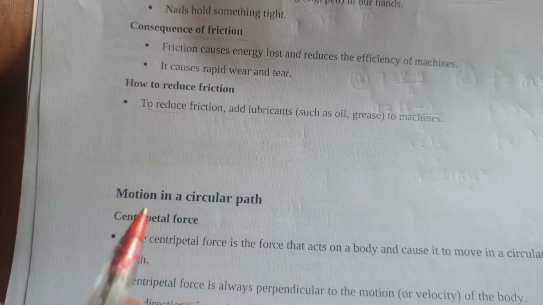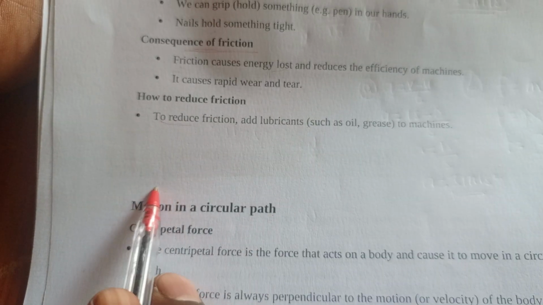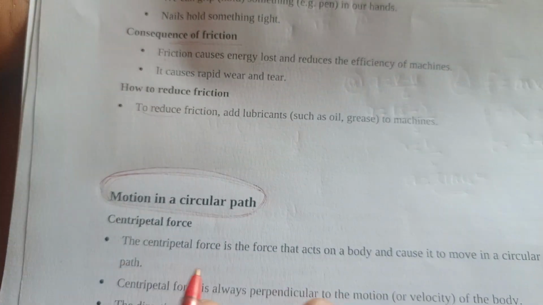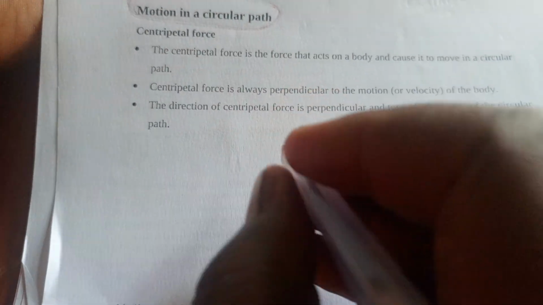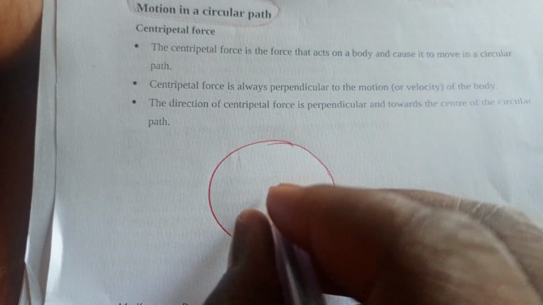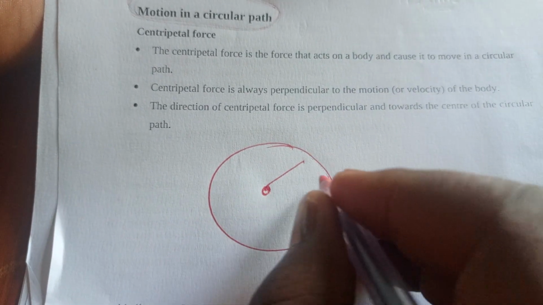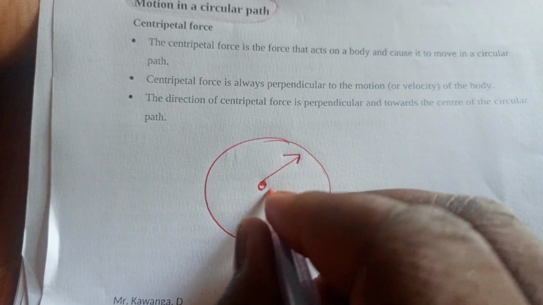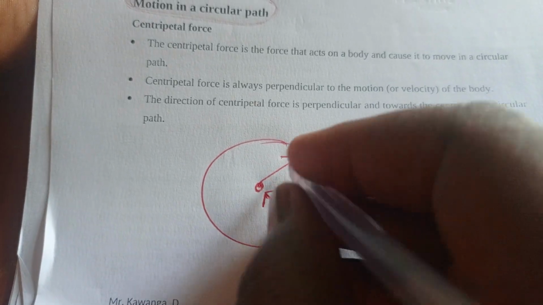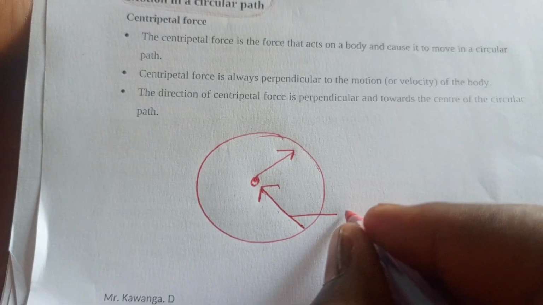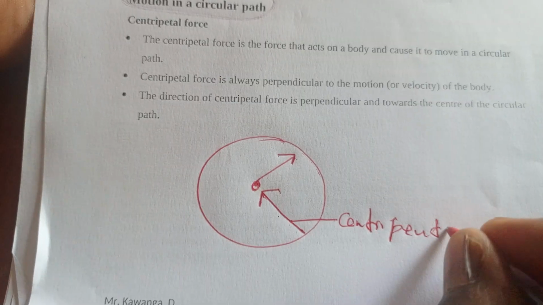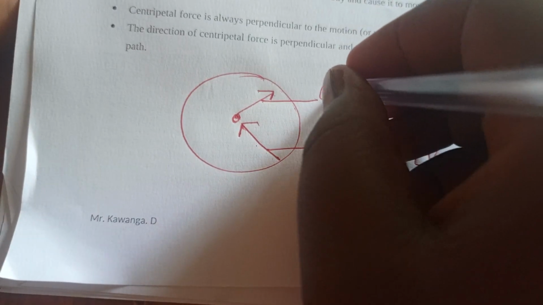Then the next part is motion in a circular path, which means motion in a circle. For example, this is a circle, and this is the center. Then we have forces in circular motion: the force that goes outside and the force that goes inside. The force that moves toward the center of the circle is called centripetal force. The force that moves away from the center is called centrifugal force.